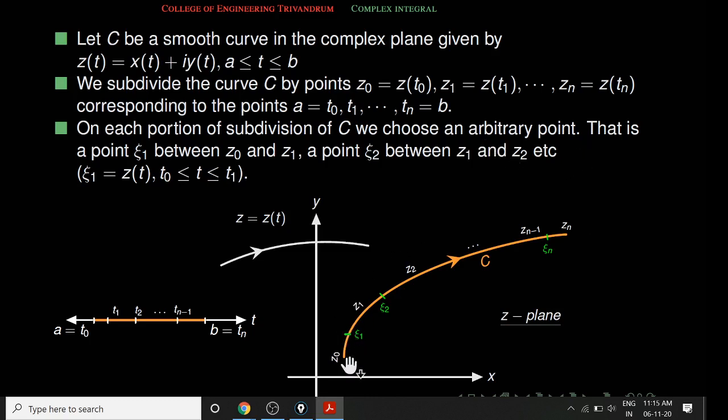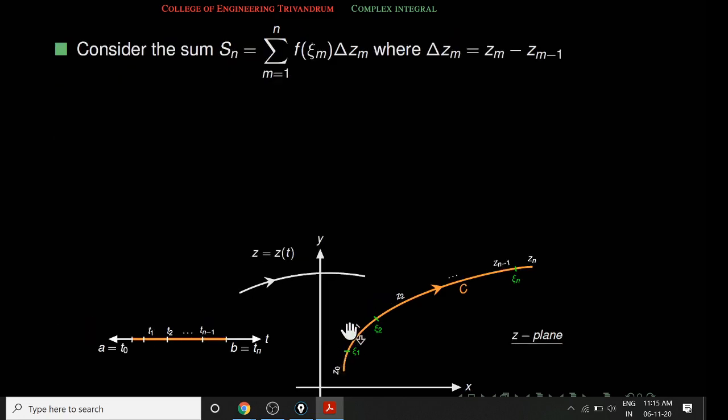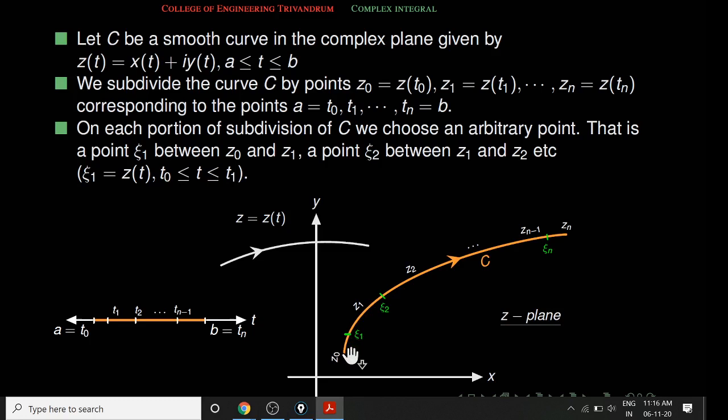This is our first subdivision on the curve, that is Z0 to Z1. On this arc, on this portion of the curve, we choose an arbitrary point psi1. Psi1 need not be the midpoint. Psi1 is an arbitrary point from this interval. The only thing is psi1 should belong to the portion Z0 to Z1 on C. Similarly, what about psi2? Psi2 is another arbitrary point. It should belong to the portion of the arc Z1 to Z2.